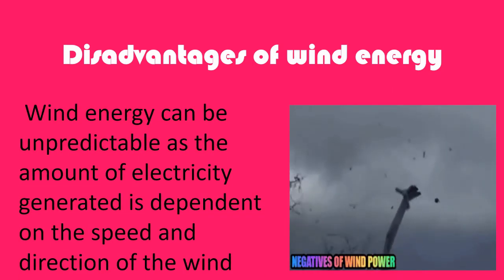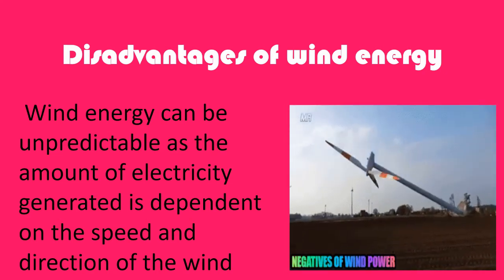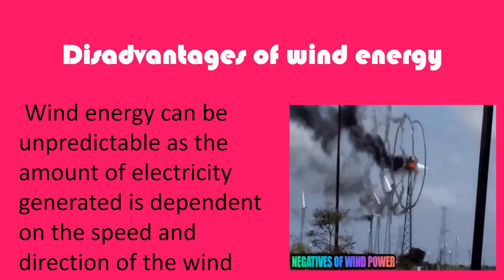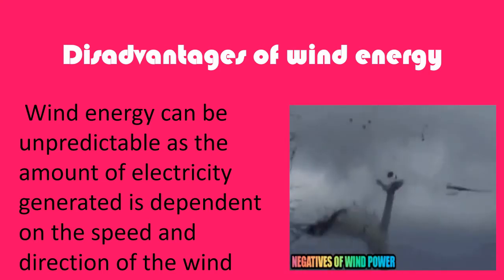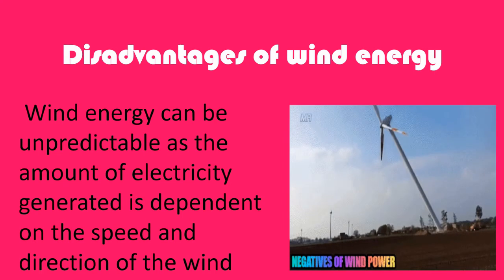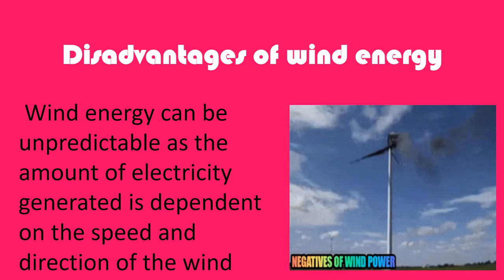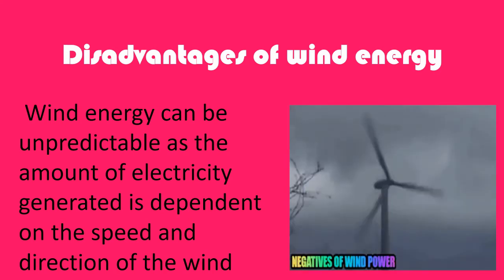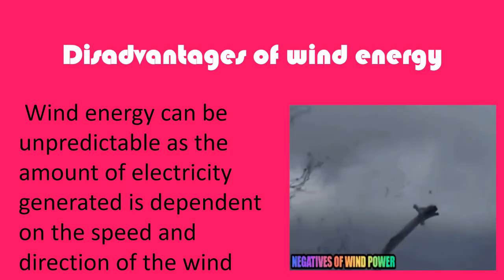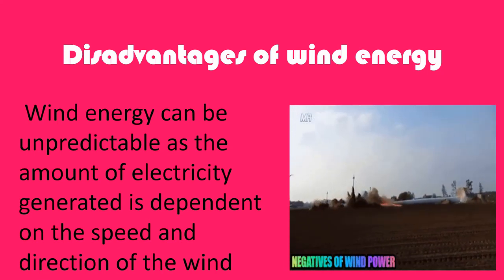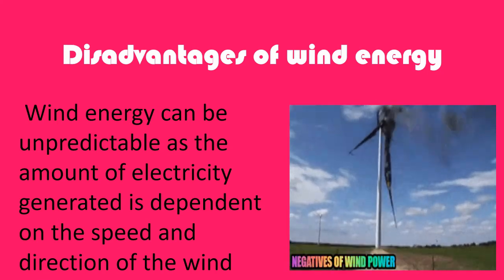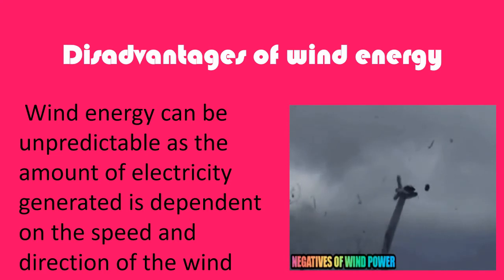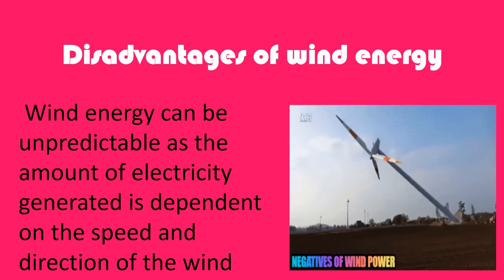Actually, wind energy can be unpredictable, as the amount of electricity generated depends on the speed and the direction of the wind. So that means the wind turbine depends on the speed. And if the wind has more speed, it can make the wind turbine break and fall down. If it falls down, it will harm others. For example, if it is a wind farm, it will harm the animals and the farm itself. So it has big negatives if we don't take care of it. It also depends on the direction of the wind, so that is also a disadvantage.